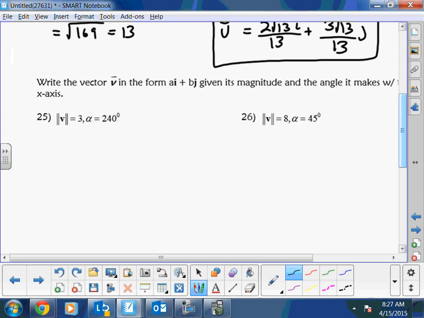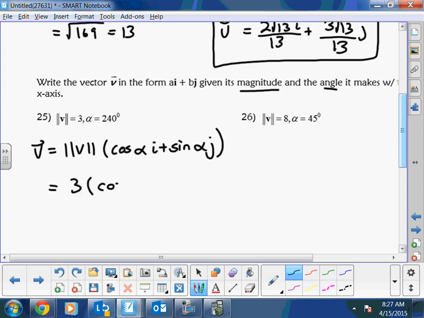All right, now let's go ahead and find the vector in the form a i plus b j, given the magnitude and the angle. Now for that, do you have an equation? Also found in the yellow sheet. Let me write the equation for you. It's going to be the magnitude V times cosine alpha i plus sine alpha j. Okay, so in this case, let's go ahead and actually do this one. This is going to be 3 times cosine 240 degrees i plus sine 240 degrees j.